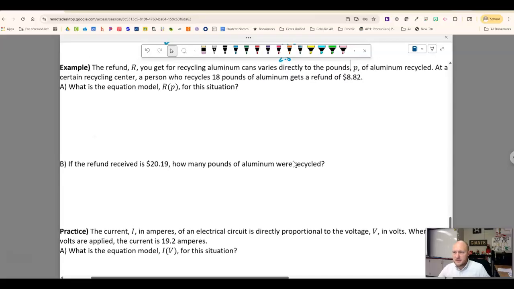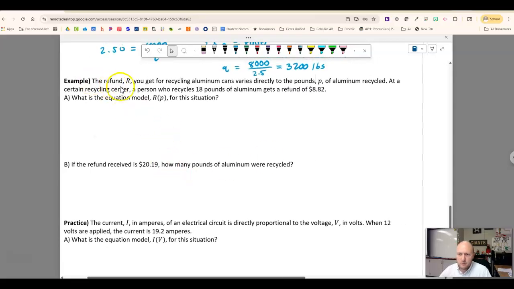Okay, next question here. They say the refund R that you get from recycling aluminum cans varies directly to the pounds of aluminum recycled. At a certain recycling center, a person who recycles 18 pounds of aluminum gets a refund of $8.82. What is the equation model R of P for this situation? So again, I have to set up an equation. R is equal to, the refund is directly proportional to the amount of pounds. So it's going to be R equals KP, so K times P. And again, they give us some information. They say if your refund is $8.82 if you have 18 pounds.